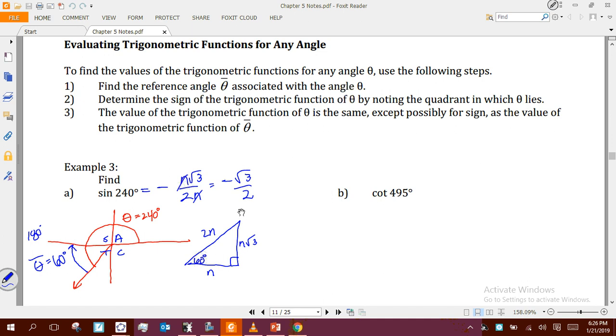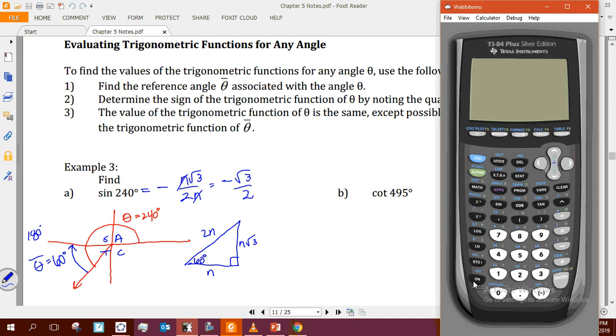Okay, so let's use our calculator to see if that all makes sense. If I were to just type in sine of 240, I need to make sure I'm in the right mode here. I think I turned it off, so sometimes it goes back to radians. So it's in degrees, so that's what I want, 240, because that's a degree. Okay, so that's what tells me what mode I need to be in. And I get that number right there. Well, if I take negative square root of 3 over 2, I get the same result.